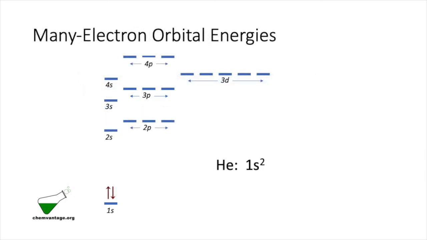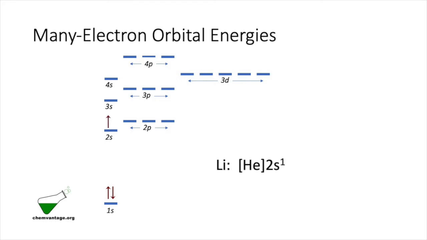In atoms with more than one electron, like helium, the situation is more complicated because the electrons partially shield each other from the positively charged nucleus. The three 2p orbitals have the same energy, but that energy is higher than the 2s orbital. Likewise, 3p orbitals have a higher energy than 3s, and 3d is higher still. The 4s orbital has just slightly lower energy than 3d, but 4p is higher still. Helium has 2 electrons, so we put them in the lowest energy 1s orbital, so the electron configuration is 1s2.